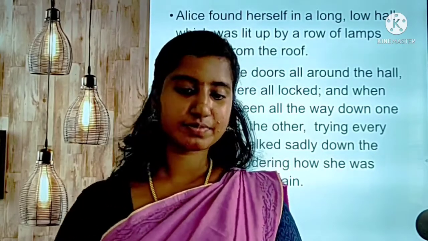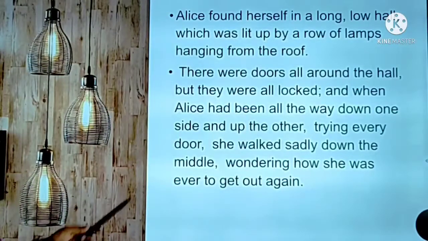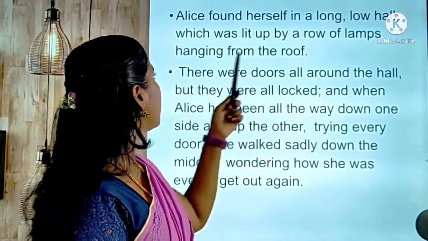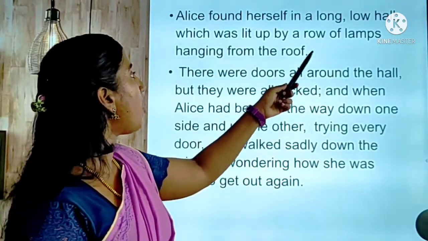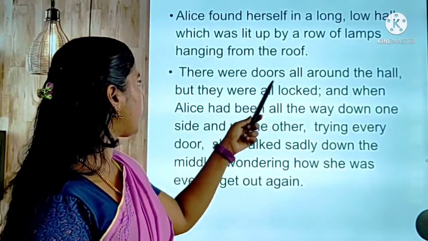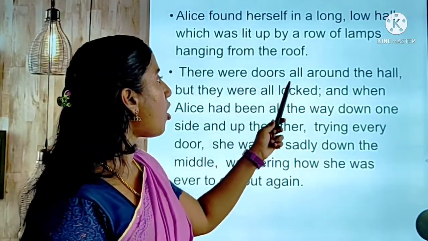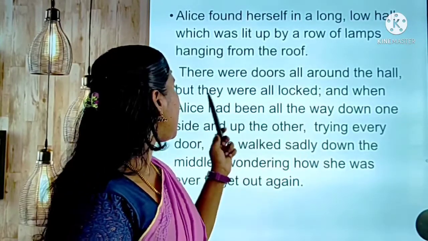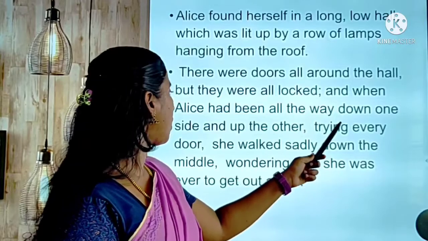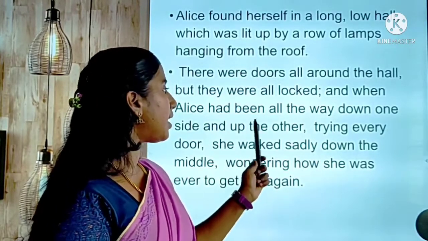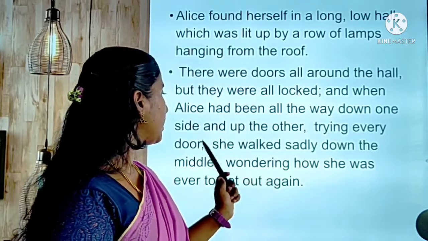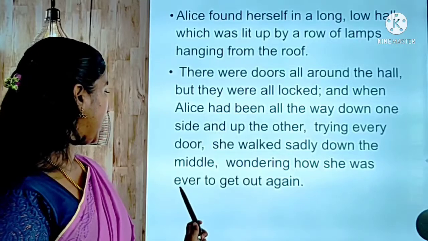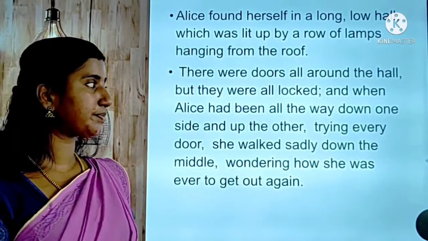Okay children. So listen carefully. Alice found herself in a long low hall which was lit up by a row of lamps hanging from the roof. There were doors all around the hall but they were all locked. And when Alice had been all the way down one side and up the other, trying every door, she walked sadly down the middle, wondering how she was ever to get out again.